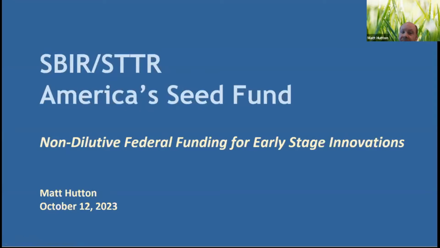So we're here talking about SBIRs, STTRs. This is the federal government's contract mechanism to get money out into small businesses. It is non-dilutive funding for early stage innovations.